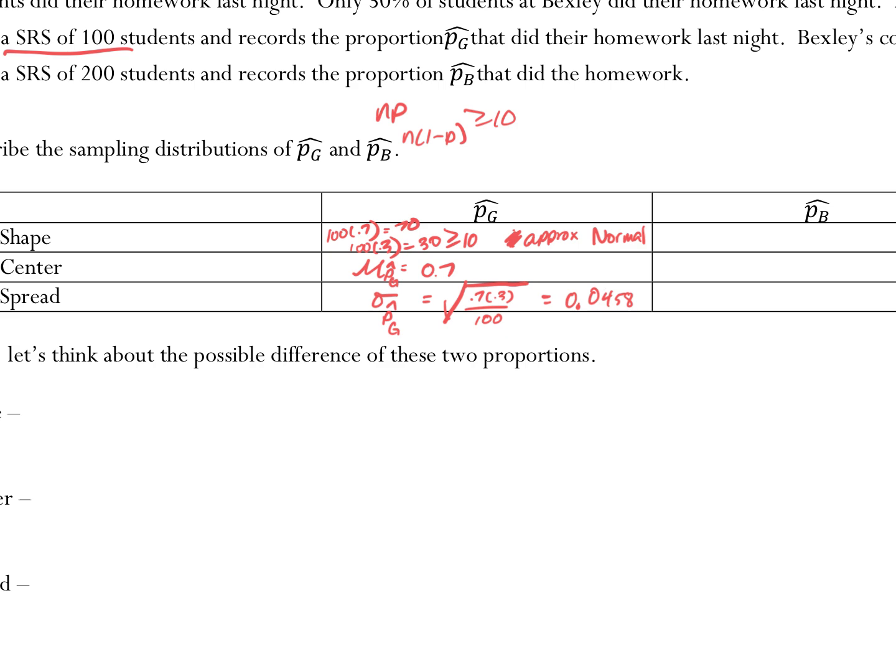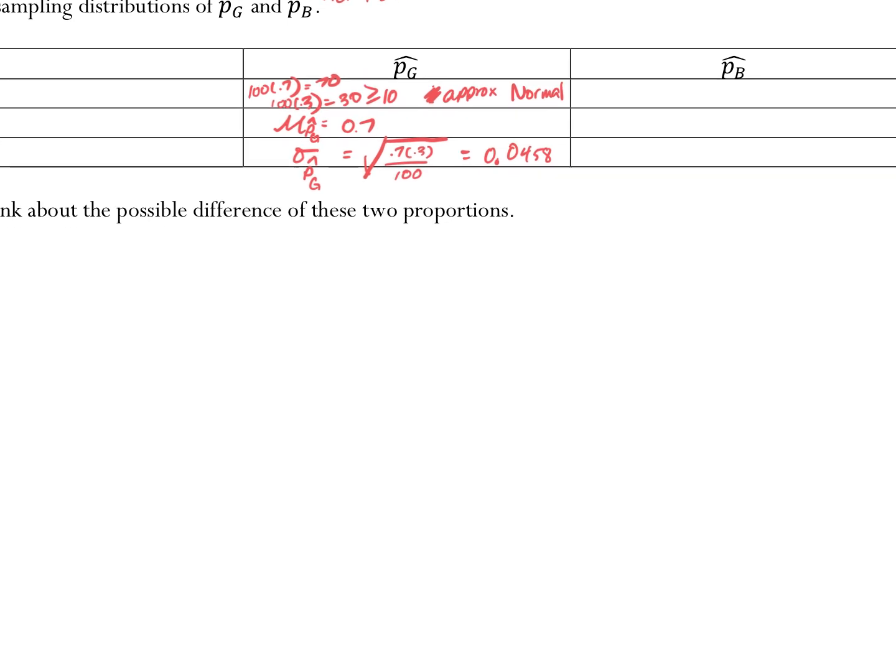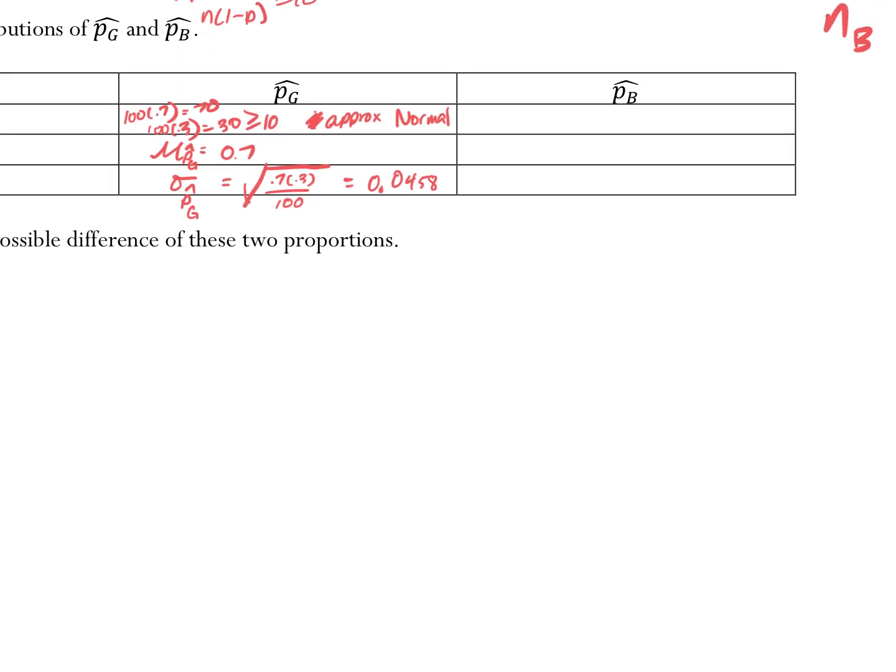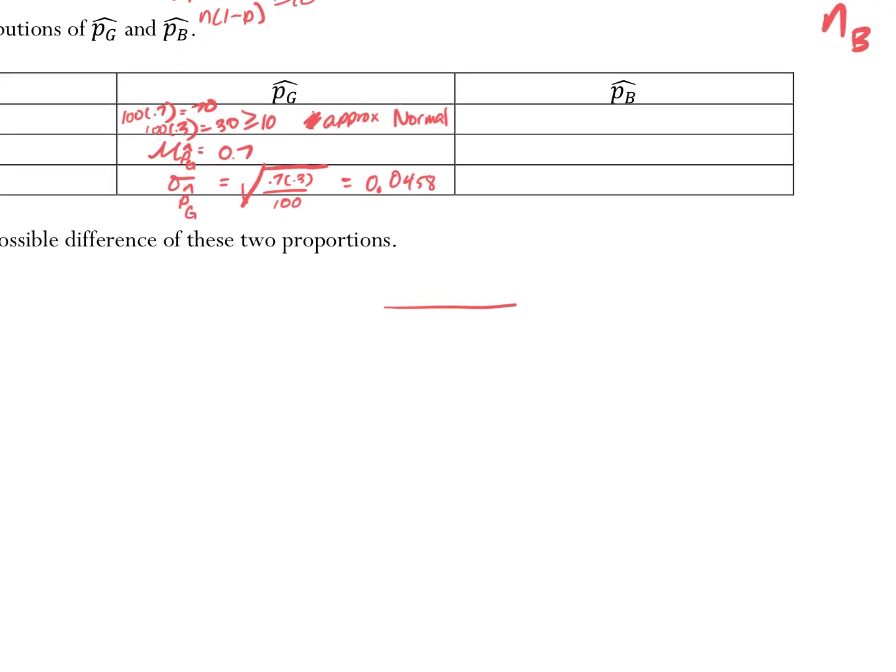Okay. So we could draw this picture, right? And I'm just going to put a p hat G here, centered at 0.7, the standard deviation being 0.0458.